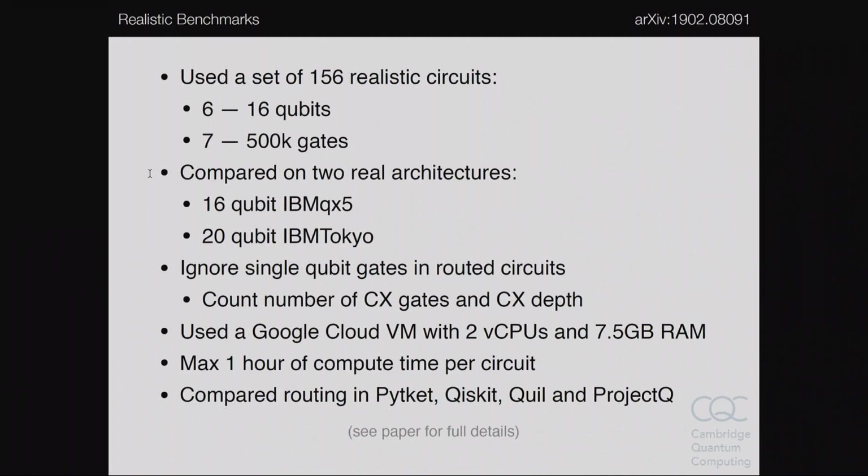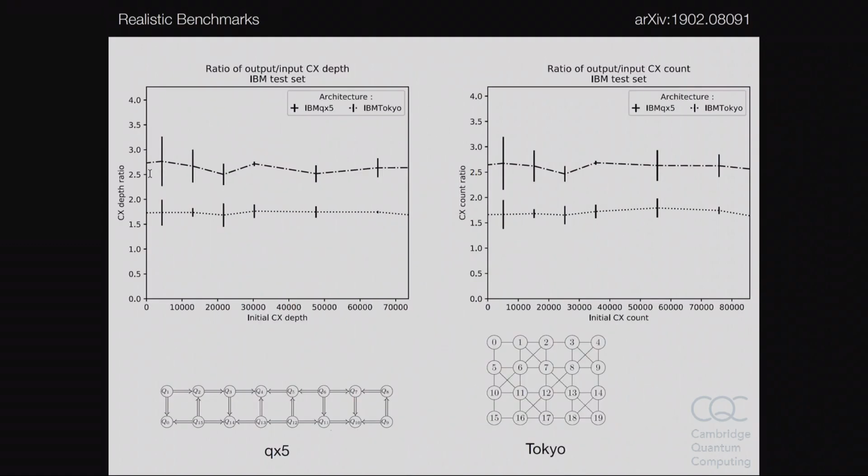One is the IBM QX5, which has 16 qubits, and one is the IBM Tokyo, which is 20 qubits. We ignore single gates because we're only caring about CX overhead. We completed them on the same Google Cloud machine, with 1 hour compute time per circuit. And we compared ourselves to, well, ourselves, IBM's Qiskit, Rigetti's Quill, and Project Q. We do full benchmarks and a table in the paper, but for now, let's compare our results.